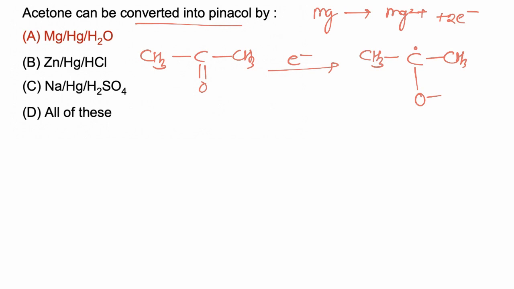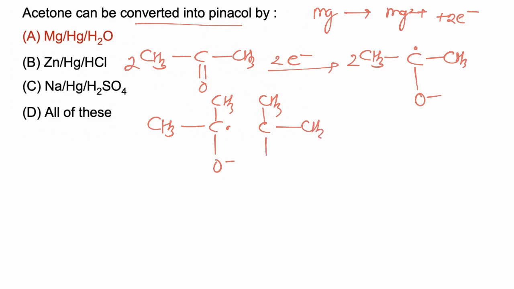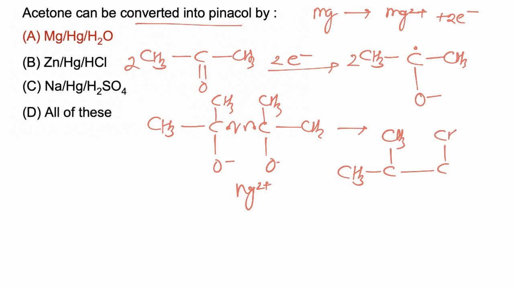Now this radical anion will combine with each other. Two radical anions will combine together to form a salt with magnesium. Now these two radicals will shift to form a dianion salt with magnesium. Now this salt is formed.